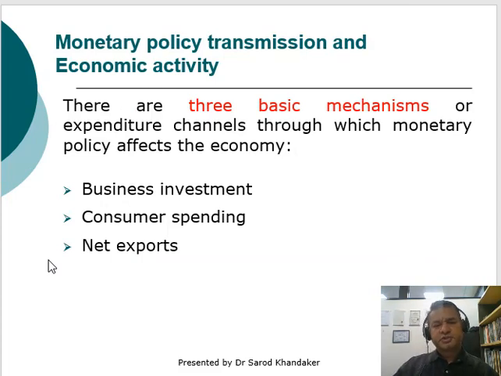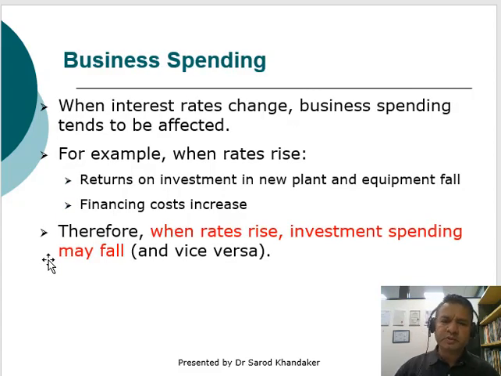So monetary policy transmission to economic activity can happen through different channels. One is business investment, second is consumer spending, and third is net exports. When you're talking about business spending, when the interest rate changes, business spending tends to be affected. For example, when the interest rate rises, the return on investment in new plant and equipment will fall, and the financial cost will increase, because a percentage of the profit will go towards the increased cost. Therefore, when the interest rate rises, investment spending may fall, and vice versa.